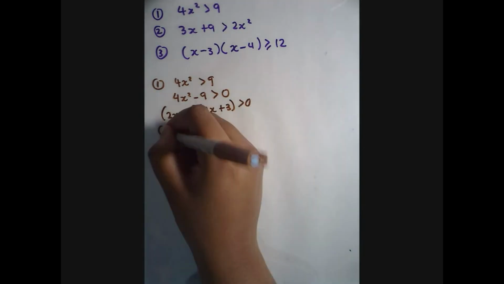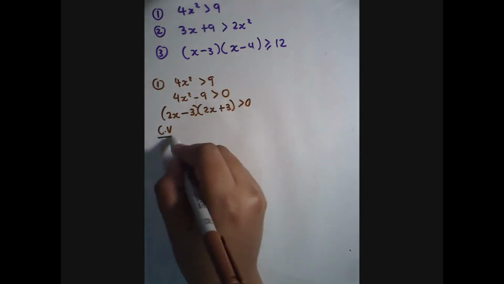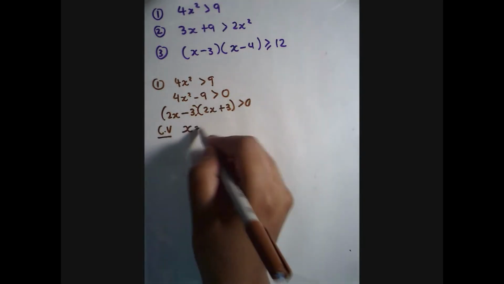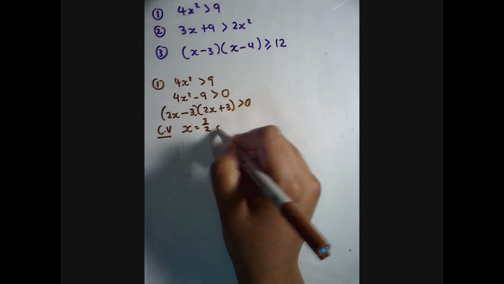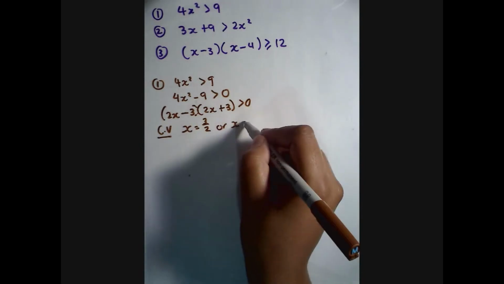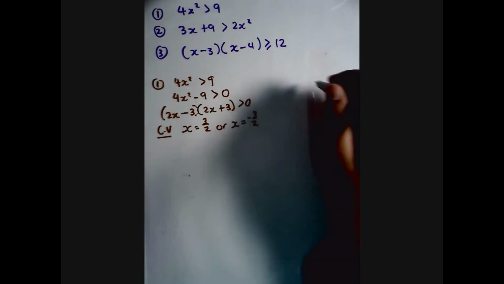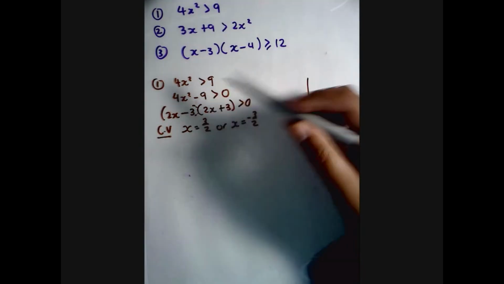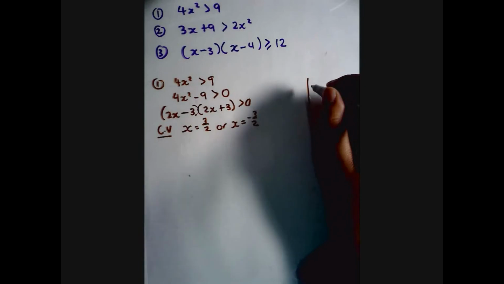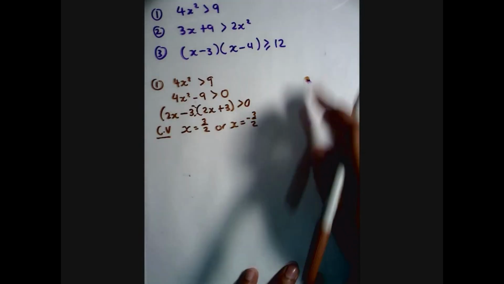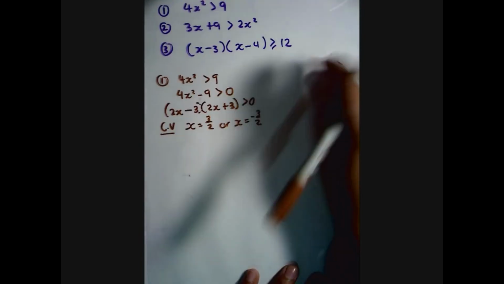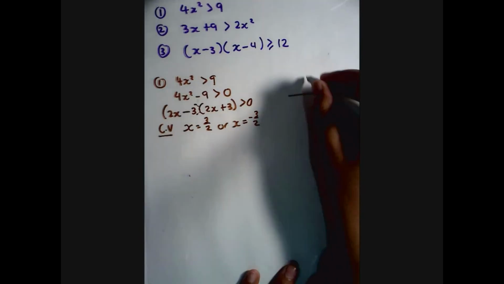So my CVs, which is my critical values, are going to be x is equal to 3 over 2, or x is equal to negative 3 over 2. Then I'm going to draw my happy or sad face. Now if you look here, it's a happy face. So I normally don't make this line in the middle because that's just in my way. I only just make the x-axis, and I make a happy face.